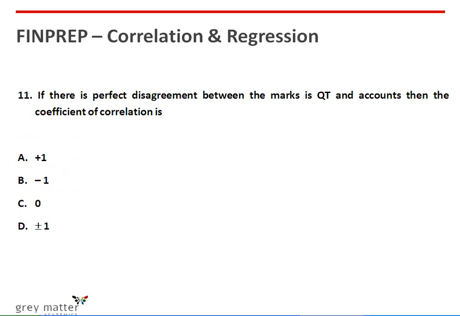11th question, if there is a perfect disagreement between the marks in QT, that is quantitative techniques, and accounts, then the coefficient of correlation, that is R, should be equal to 0, because both of them, QT and accounts, are uncorrelated. Since they are in perfect disagreement, it is uncorrelated, or the coefficient of correlation R is equal to 0. Going by the PowerPoint presentation, it is option C which says it is 0.